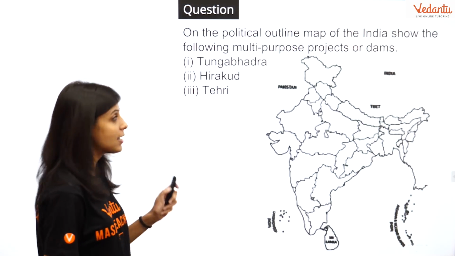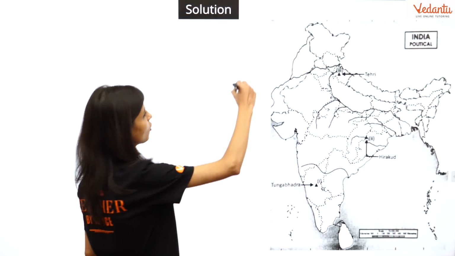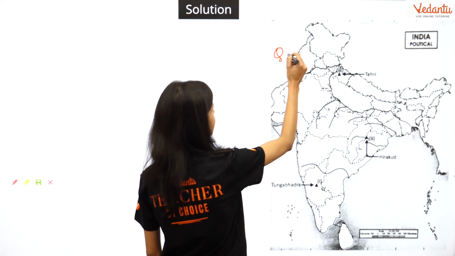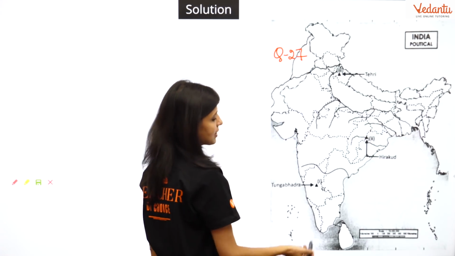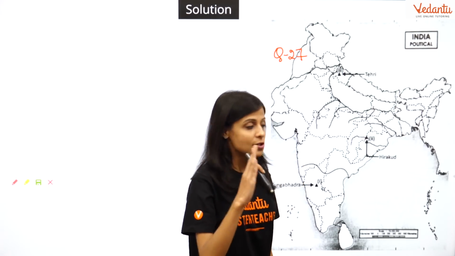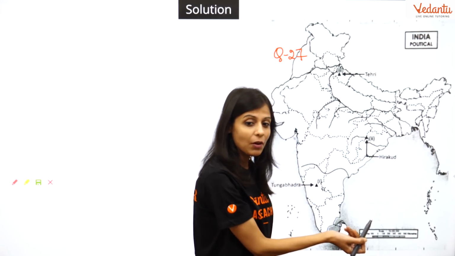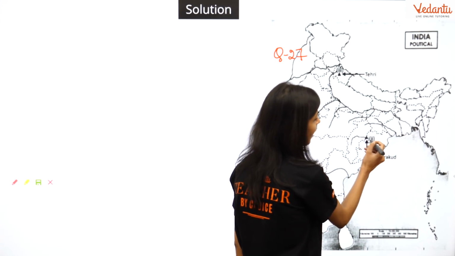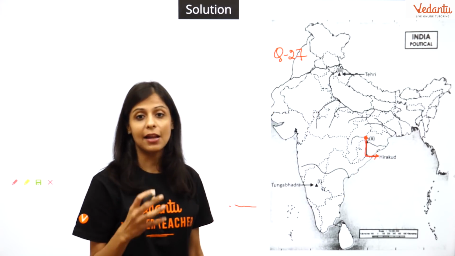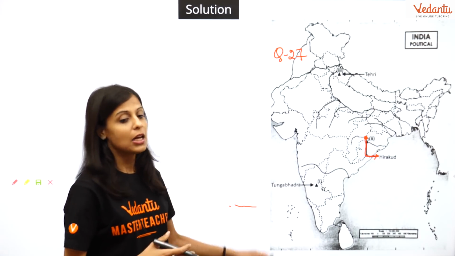So the very first thing is, suppose you have this as your map page, and here you're going to write that you are attempting, let's say, question number 27. In question number 27, for example, there are 2 parts. So first you're going to talk about Hirakund. Did you observe that I have drawn the river Mahanadi? Over the river Mahanadi, I have drawn and clearly marked this area right here and then labelled it as Hirakund Dam.